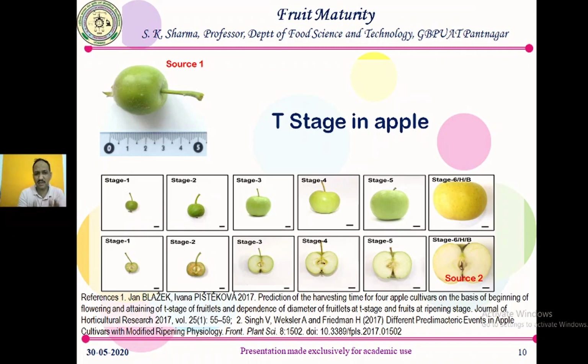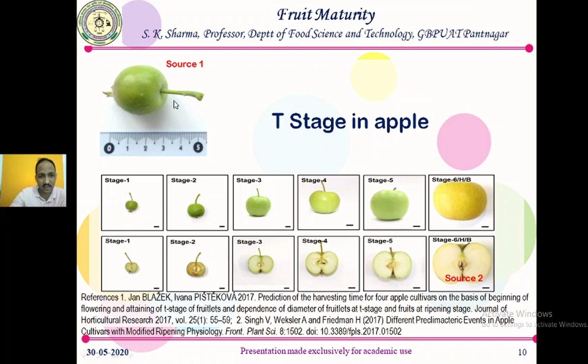Because initially it may take a little while for the development of fruit, but after attaining a T stage, if all the environmental conditions are fine, it goes nicely, and it takes almost the same period of time to become mature and to become ready to be harvested. So here, how do you see the T stage?